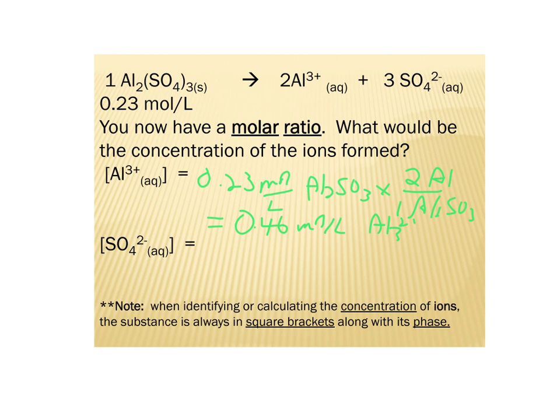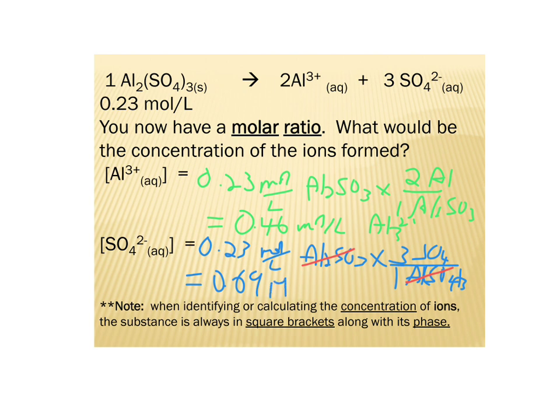Similarly for sulfate, our molar ratio in this case is 1 to 3. We start with a concentration of aluminum sulfate, 0.23 moles per liter of aluminum sulfate, multiplied by 3 moles of sulfate ions for every 1 mole of aluminum sulfate. And remember to cancel out our units, or cancel our labels. So then our final answer is 0.69 moles per liter of sulfate ion.